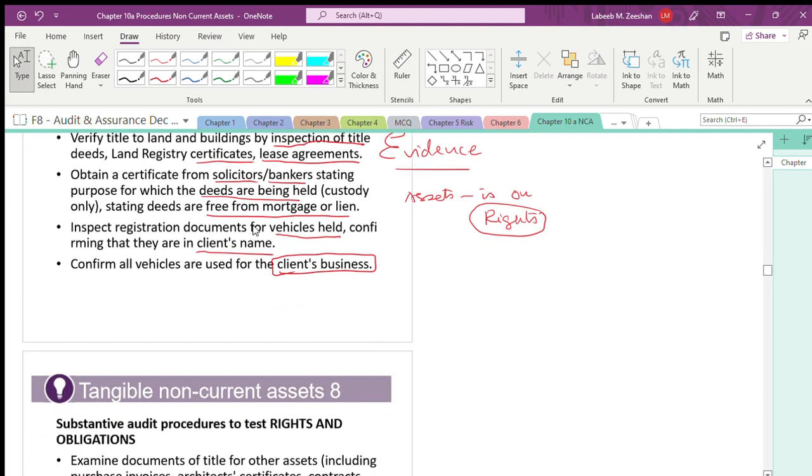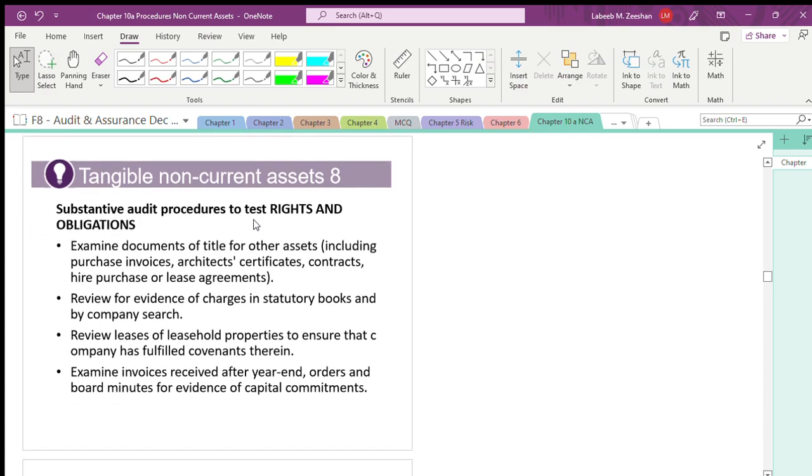Subsequently, they are saying examine the documents for the titles. We want the evidence as much as possible. See what they are doing? They will ask for purchase invoices. If you are constructing, or you have any land and buildings, you will ask for architect certificates. You talk about the contracts, hire purchase or lease agreements. You want to make sure that things are in place.